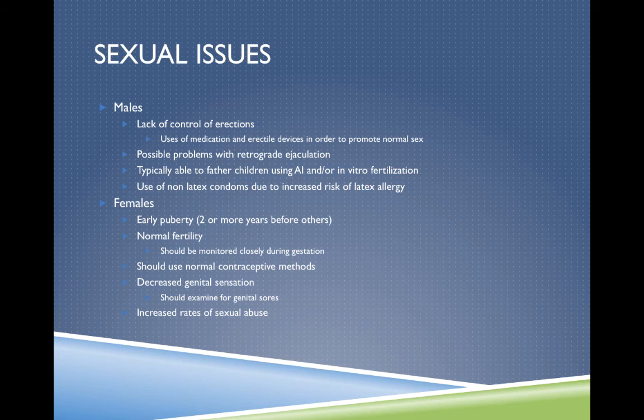And for females, they typically go through puberty early, about 2 years or more before others. They have normal fertility and should be monitored closely during gestation. They should use normal contraceptive methods. They have decreased genital sensation, and they should examine for genital sores during sexual activity. I would like to note that there is an increased rate of sexual abuse in females with spina bifida.